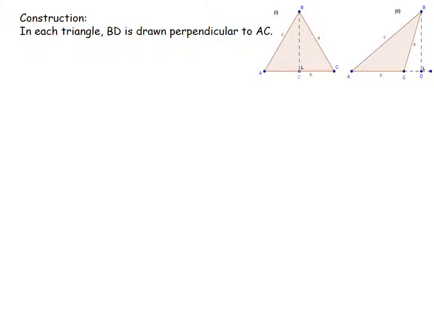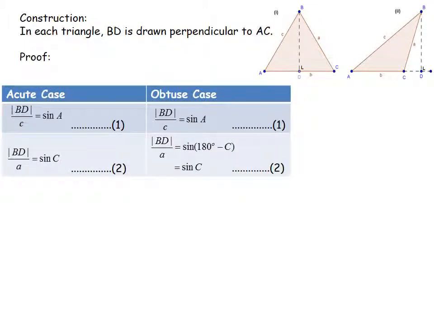So we must do a construction first, where we draw the line BD perpendicular to AC, and in this case BD again is perpendicular to AC. If it was to continue out, this line is outside of the triangle, but that's fine. So our proof, we've two proofs running concurrently.